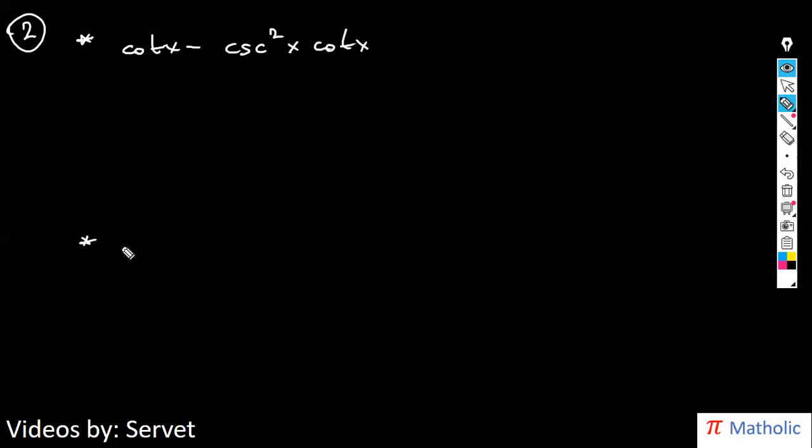So, about the second part, which is simplify by factoring. Let's take the first example here. Cotangent x minus cosecant squared x times cotangent x. And the other example is negative cosecant pi over 2 minus x minus tangent squared x times secant x.